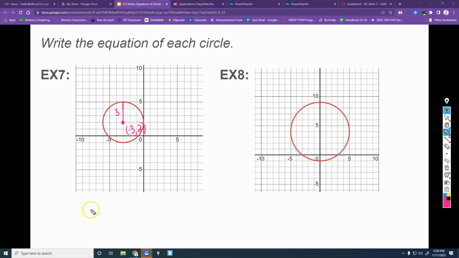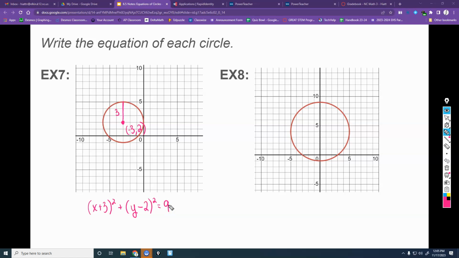So, Rylan, how would I write an equation for that? X plus 3 squared. Perfect. Plus 2 minus 3. Second equation is going to have the y in it. Y minus 2 squared. And that will equal almost 3 squared. You got to square that radius. So 3 squared would give us 9 right there.